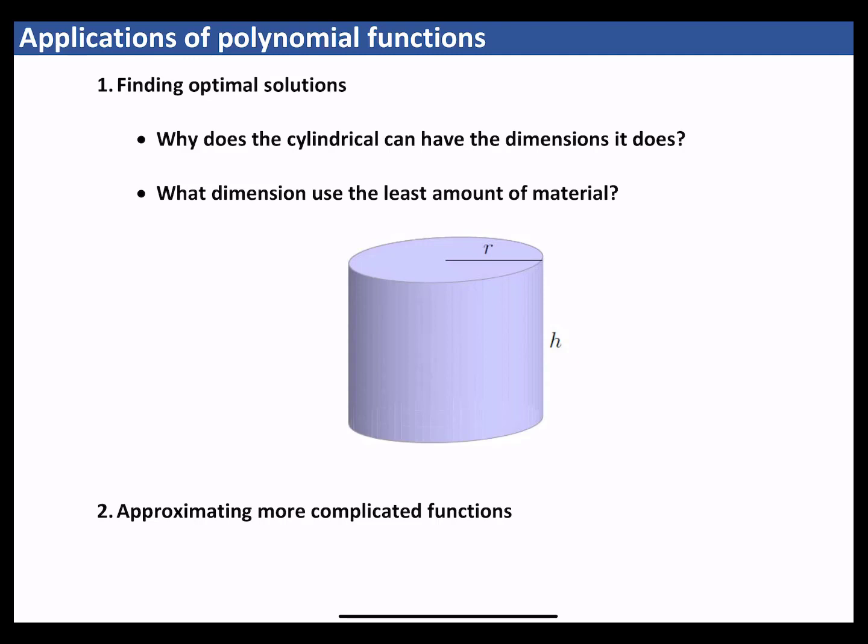Think of a soda can. Why does the cylindrical can have the dimensions it does? Once we've decided that the shape is a cylinder, we can study how the volume and surface area of the can depend on the radius of the base and the height. Indeed, if we think of a standard 12-ounce soda can, this tells us that the volume is fixed at 12 ounces, and we might ask what dimensions use the least amount of material.